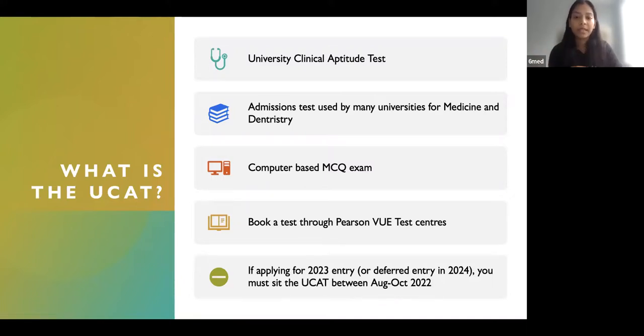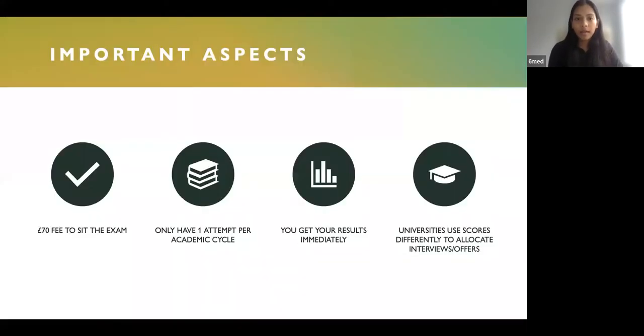If you're applying for 2023 entry, which is most of you, based on the comments that you said earlier, or if you're applying for a deferred entry for 2024, you would be sitting the UCAT this year, August to October time. The main things to know about the UCAT: there is a fee to sit the exam, £70. For people who are struggling in terms of their financial situation, you can also apply for a bursary to cover that exam fee, and it's slightly cheaper for those people, but have a look on the UCAT website again.